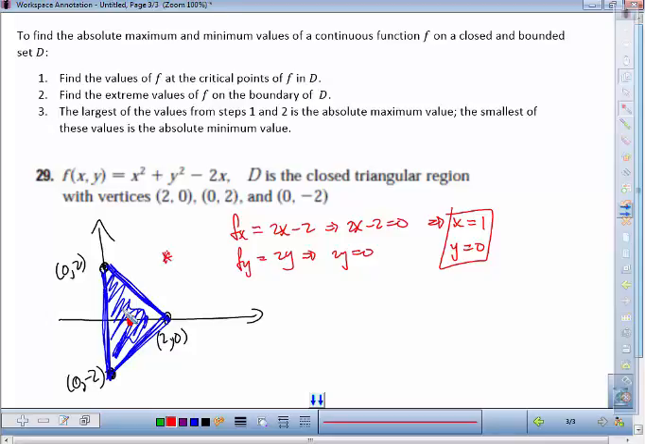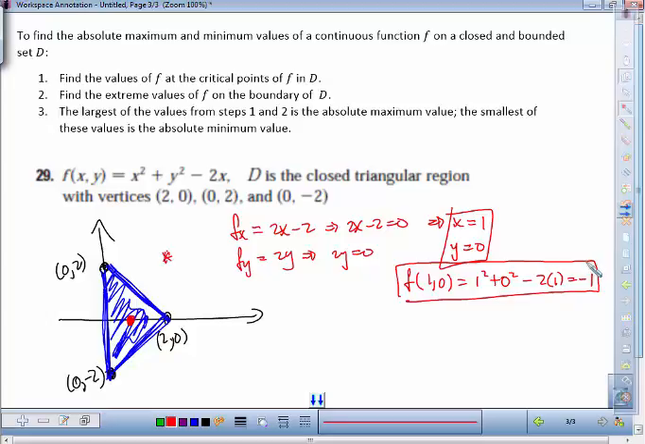So already, if we want, we can plug that into the function, not that we can tell yet, but we'll see what value we get. So into our function, f of (1, 0), 1 for x and 0 for y, we get 1 squared plus 0 squared minus 2 times 1, which is negative 1. Okay, so we have a z value of negative 1 at that point.